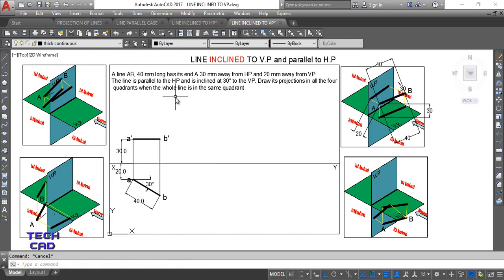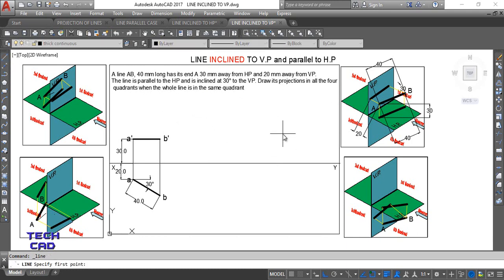Okay, so now I am going to make this cosine in the second quadrant. So you can see here the imagination is exactly the same. So your line AB is here. This is the imagination in the front view. This is the imagination in the top view. So let's start with the cosine, and you know that you have to project your end A first.